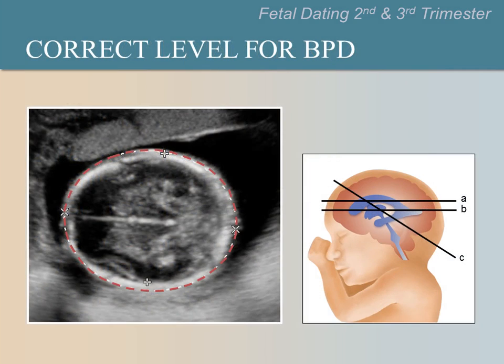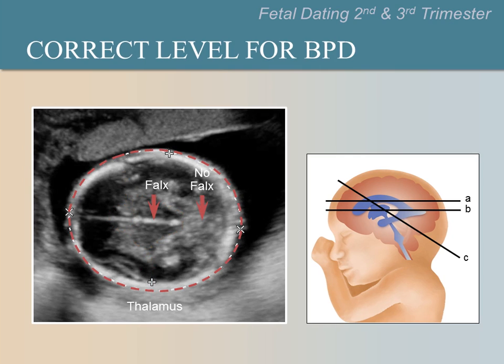This is a transverse view of the head. The cavum septum pellucidum is towards the front of the head. Notice that the CSP looks like 3 white lines here. The thalamus is near the middle and has a heart shape. The falx is a strong white line that is in the middle of the head, but at the correct level to measure the BPD, the falx does not run continuously from the front to the back of the head. The falx should not be visible in the back half of the head.